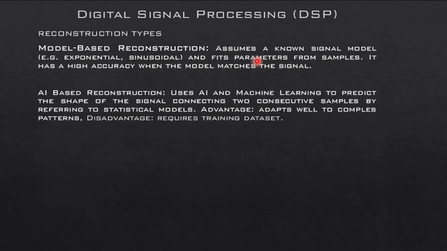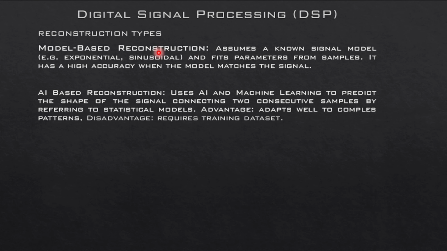Model-based reconstruction finally assumes a known-signal model, such as exponential or sinusoidal, and fits parameters from samples using these predefined and assumed functions, correct? It has a high accuracy when the model matches the signal. So in other words, when this model sees that the signal is close to an exponential or a sine wave, it fits a sine wave to that set of samples, all right?